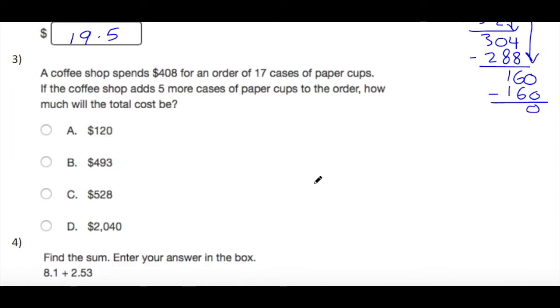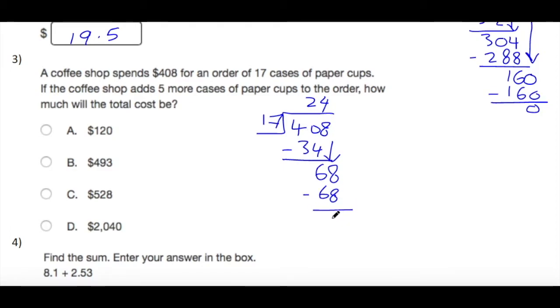A coffee shop spends $408 for an order of 17 cases of paper cups. If the coffee shop adds 5 more cases of paper cups to the order, how much will the total cost be? Now we have to calculate the cost of one case of paper cups. So we will divide 408 by 17. By the same way, now 4 divided by 17 equals 2. 2 times 17 equals 34. When we subtract, it will be 6. And now bring 8 down, so it will be 68 divided by 17 and equal 4. 4 times 17 equals 68. Subtract, it will be 0. So 24 is the cost of one case of paper cups.